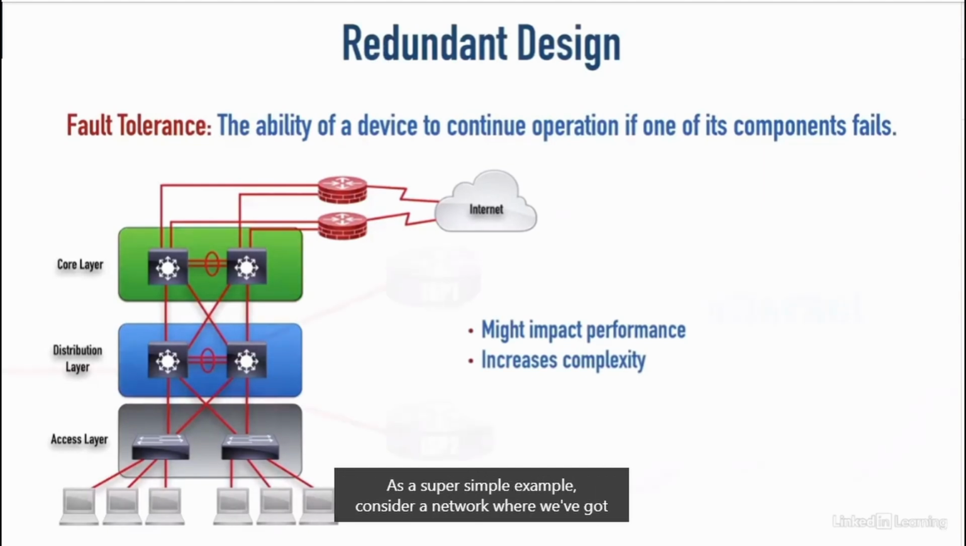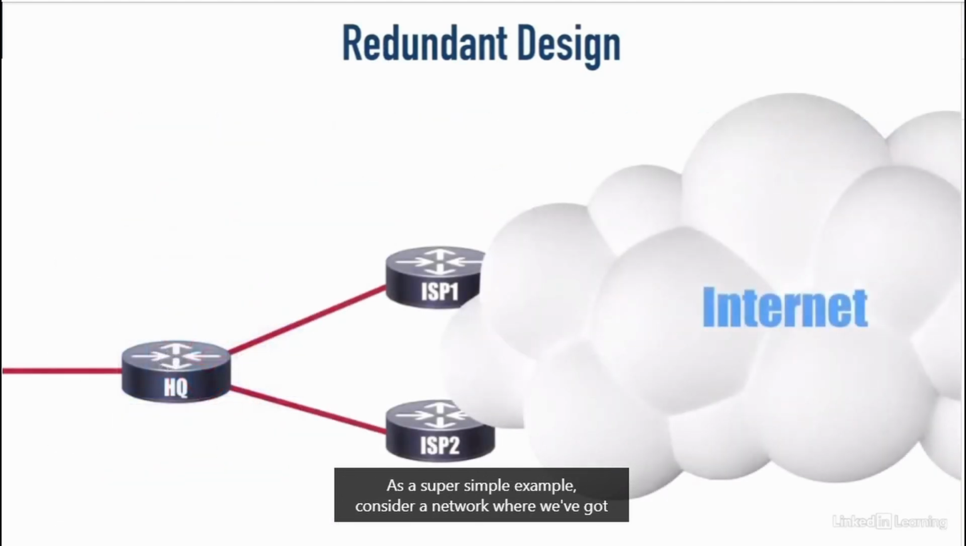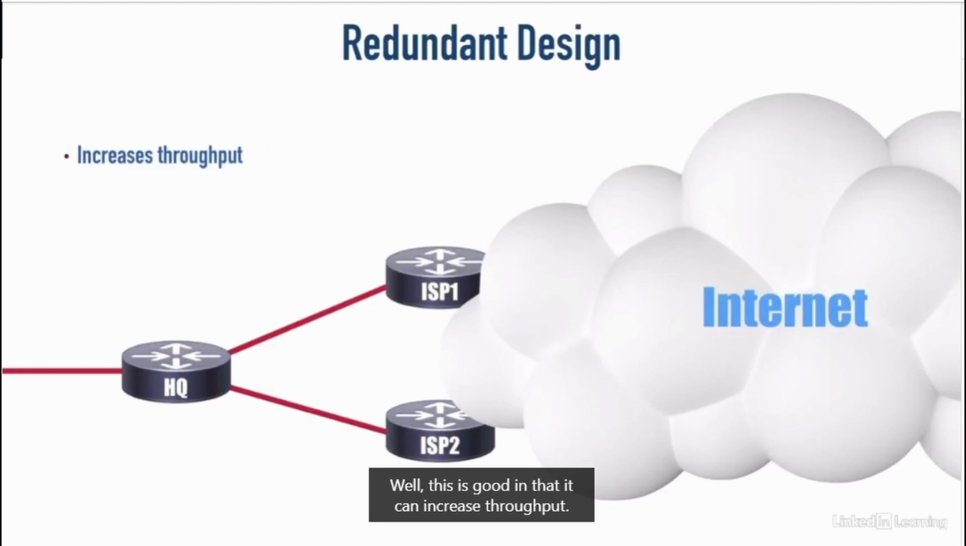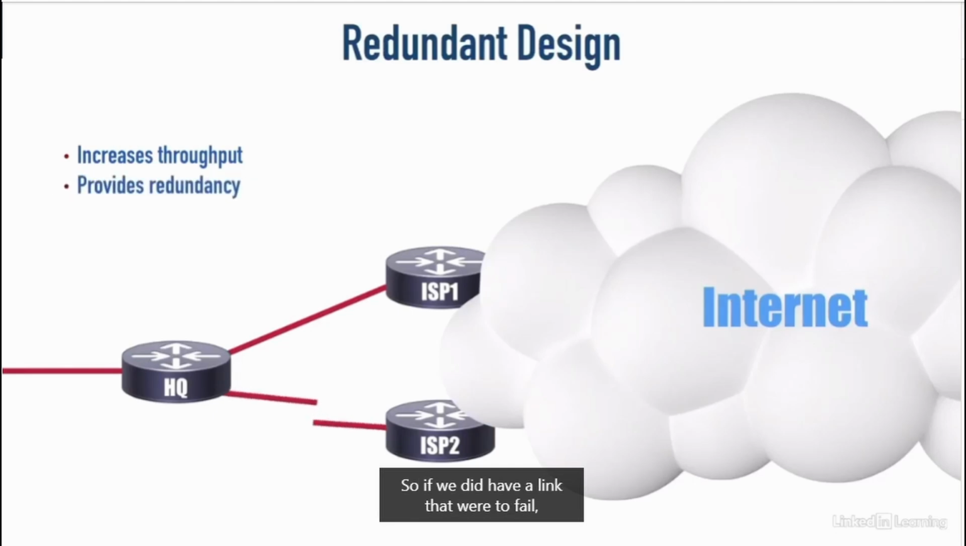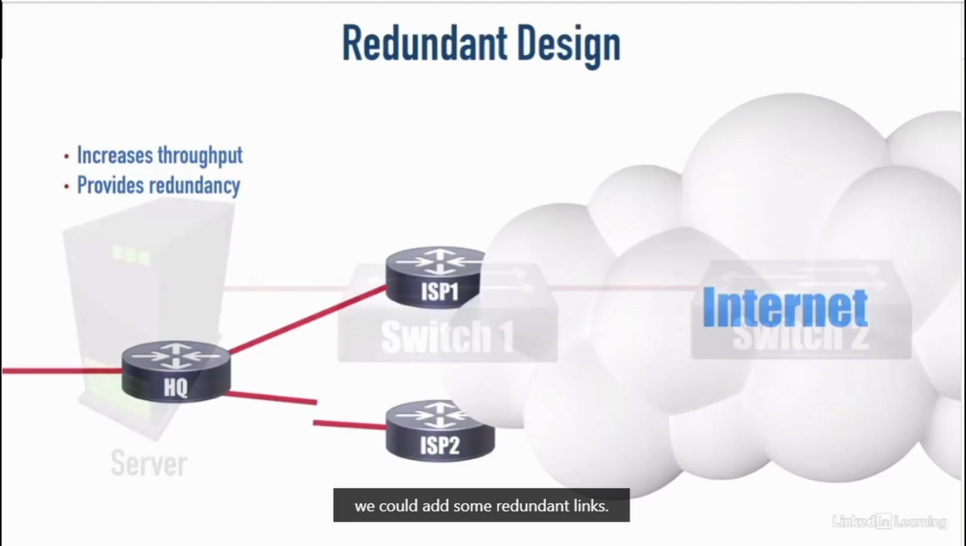As a super simple example, consider a network where we've got 2 connections going out to the internet. Well, this is good in that it can increase throughput. We can send some traffic through one ISP and some traffic through another ISP, and it can also provide redundancy. So if we did have a link that were to fail, we could continue using the other link.